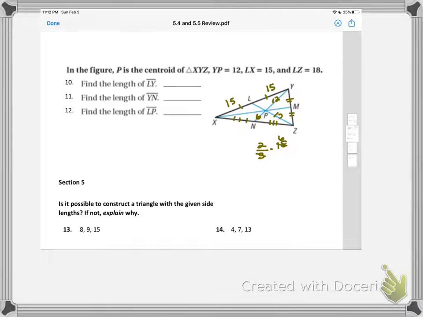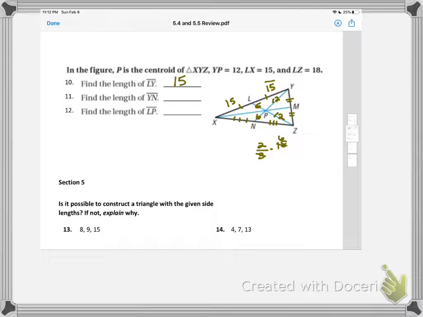So this is 12, and it just so happens that these two medians have the same measurements because the other one has to be 6, because it's always going to be half of 12. And 6 plus 12 is 18, which is what they told us LZ was. Okay, so now let's look at the questions, because they should be pretty easy now that we've done all this thinking. So LY is right here, and that's going to be 15.